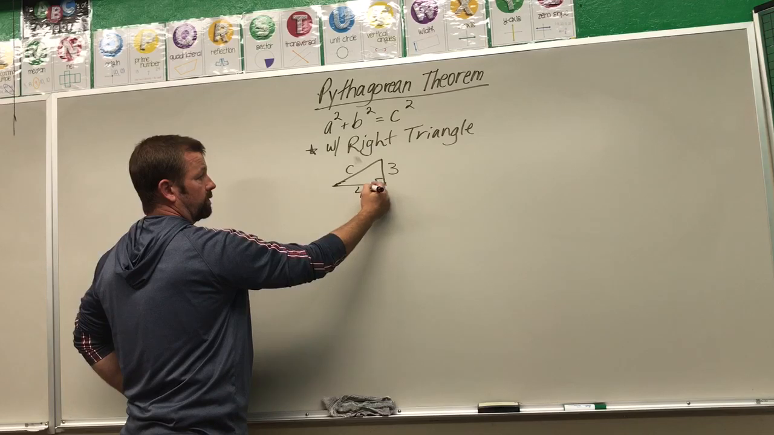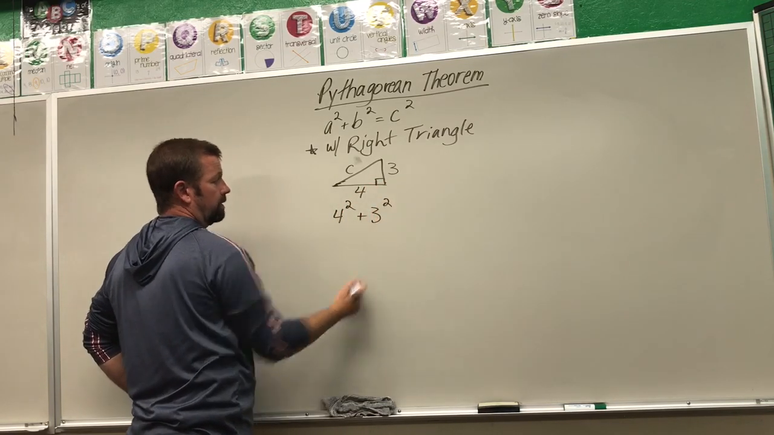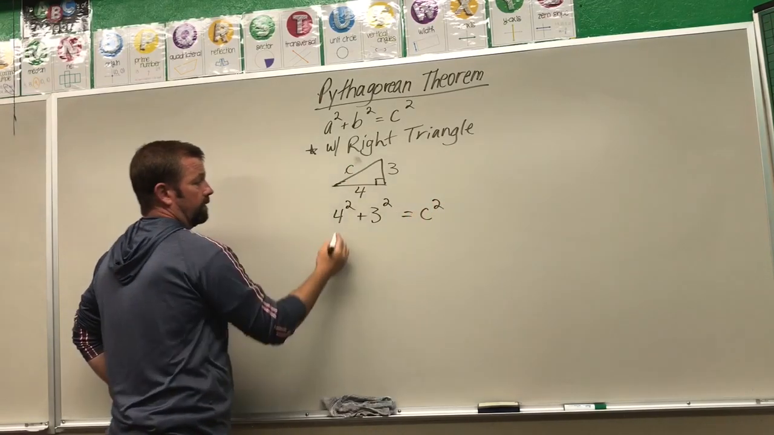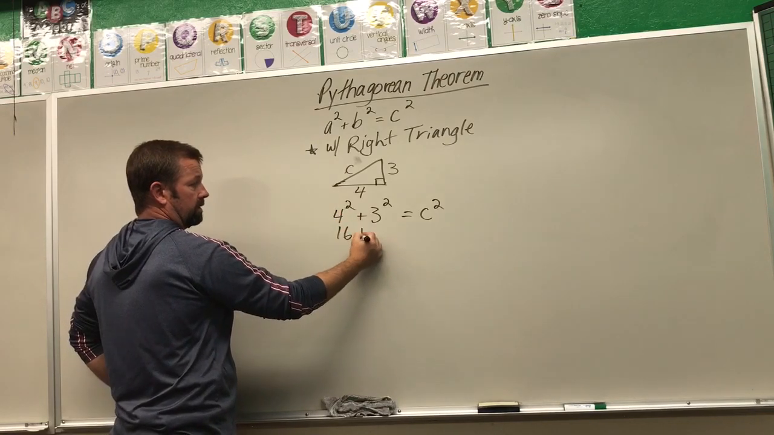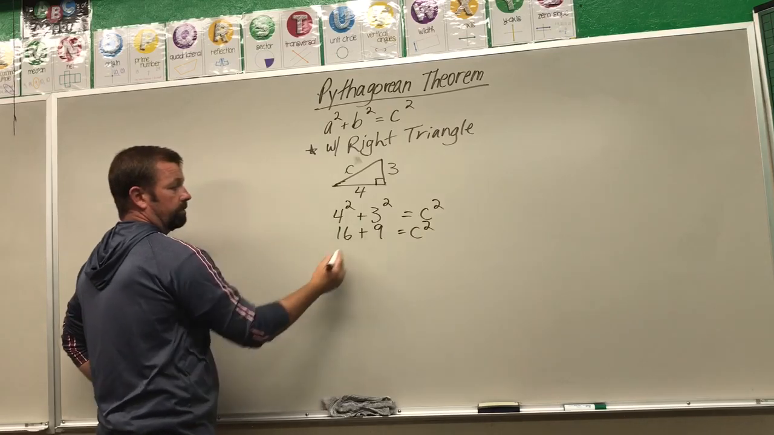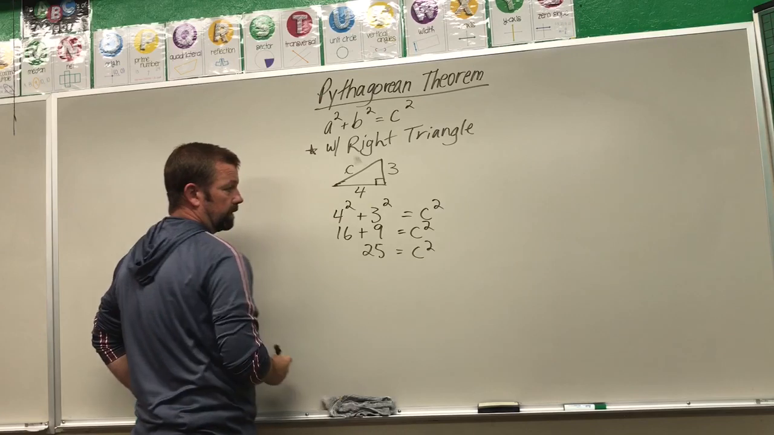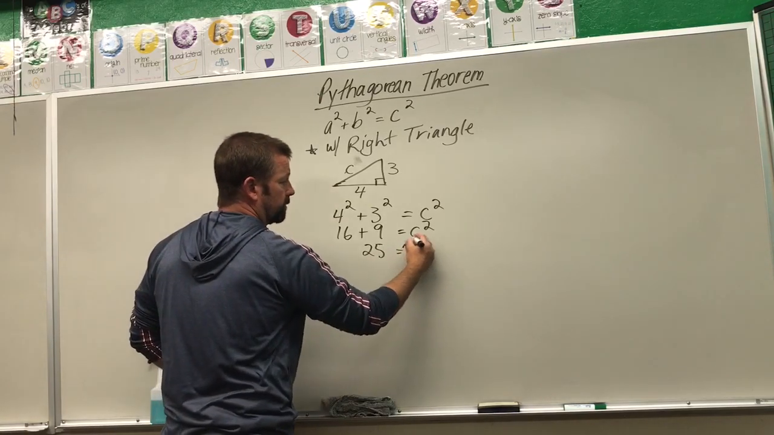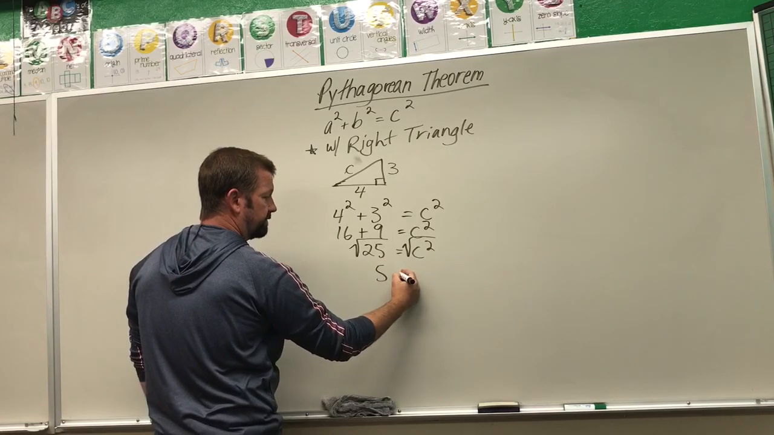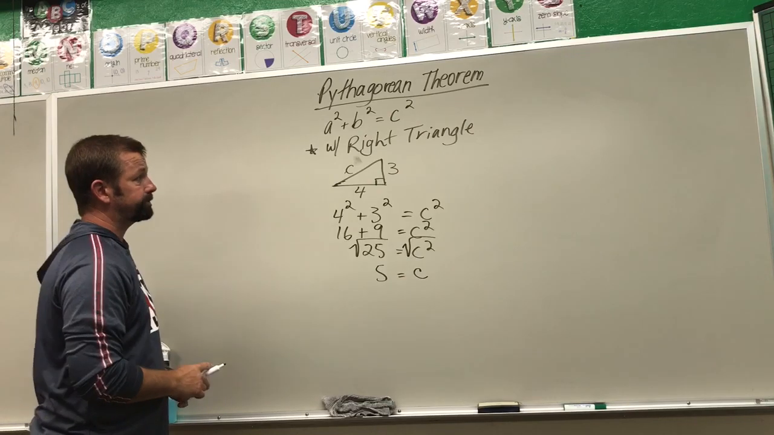So if one leg is 4, square it, add your other leg to it, squared, and then that will equal your C, or your hypotenuse squared. So 4 squared is 16, 3 squared is 9. 16 plus 9 is 25. And then to solve for C, you take the square root of both sides. Being that we're dealing with distance, we'll have a positive 5 as our C, or our hypotenuse in this case.